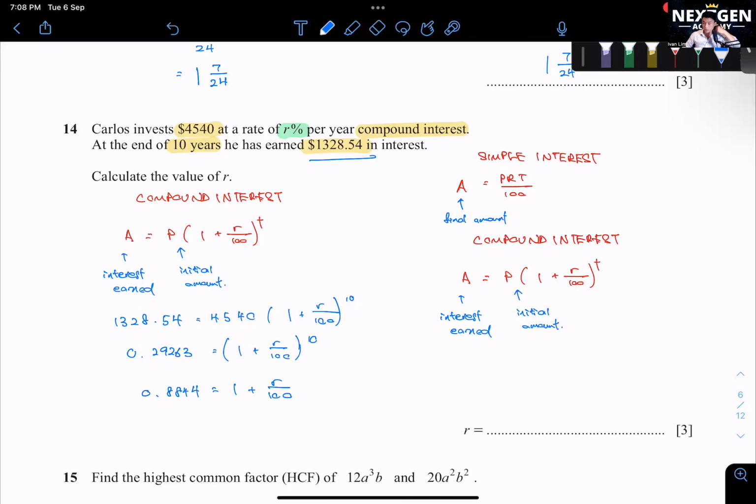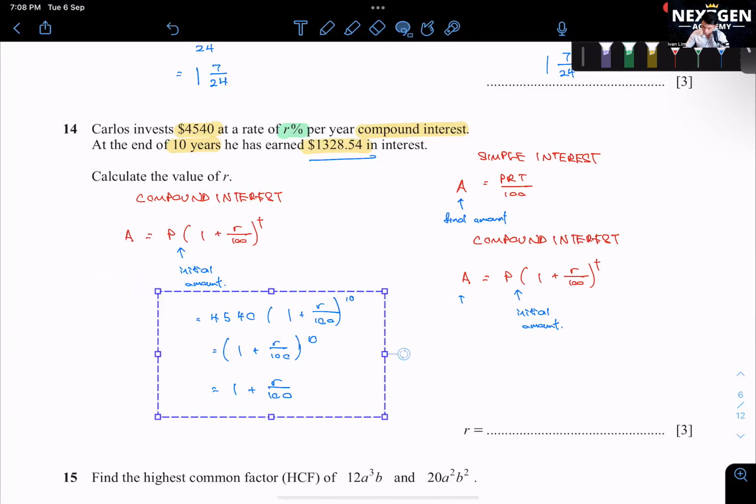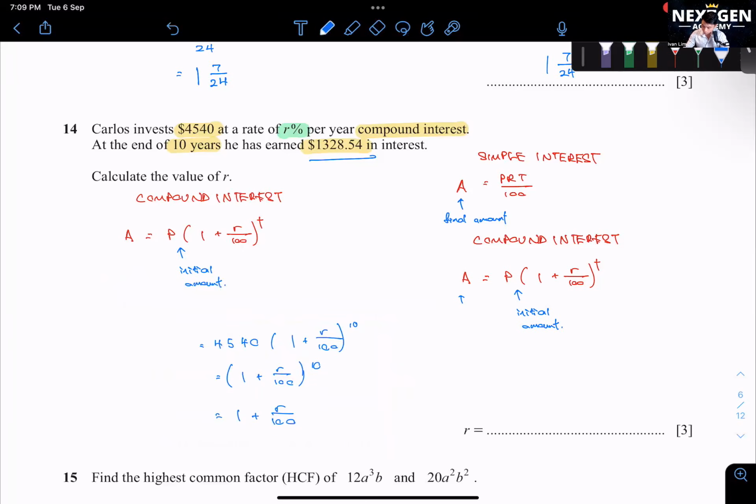Give me a moment. Because just now I said this is an interest earned only, right? 5878. My bad. This is actually the total amount. 4540. So I need to add the total amount first. Let's erase this part here. The teacher also got confused with the formula. So it doesn't work that way. We need to find the total amount.